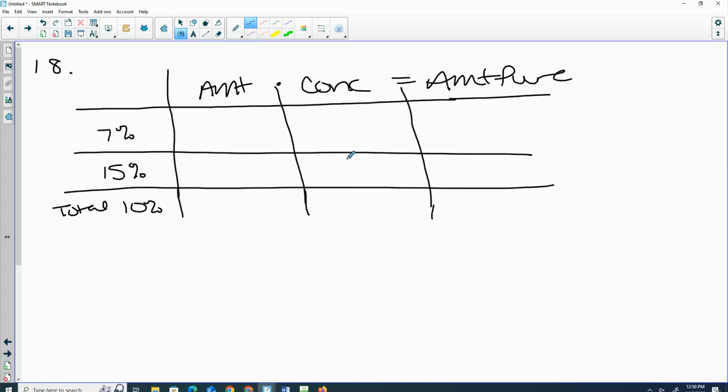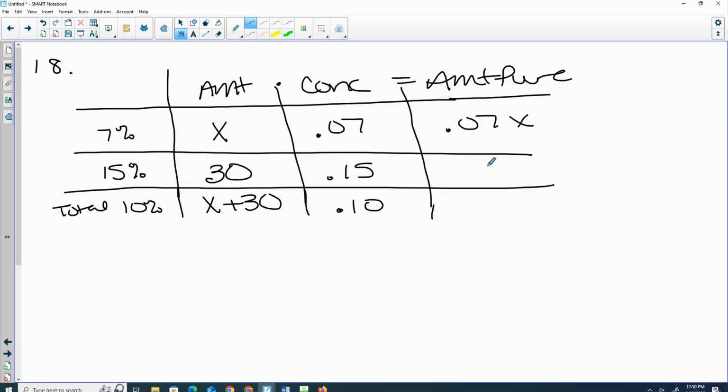How many pounds of extra lean hamburger that is 7% fat? So I don't know it. How many would be X? Must be mixed with 30 pounds of hamburger that is 15% fat. So that's 30. Then what's my total? Okay, concentration, 7%, 15%, and 10%, 0.1 or 0.10. So then you multiply, so you get 0.07x.